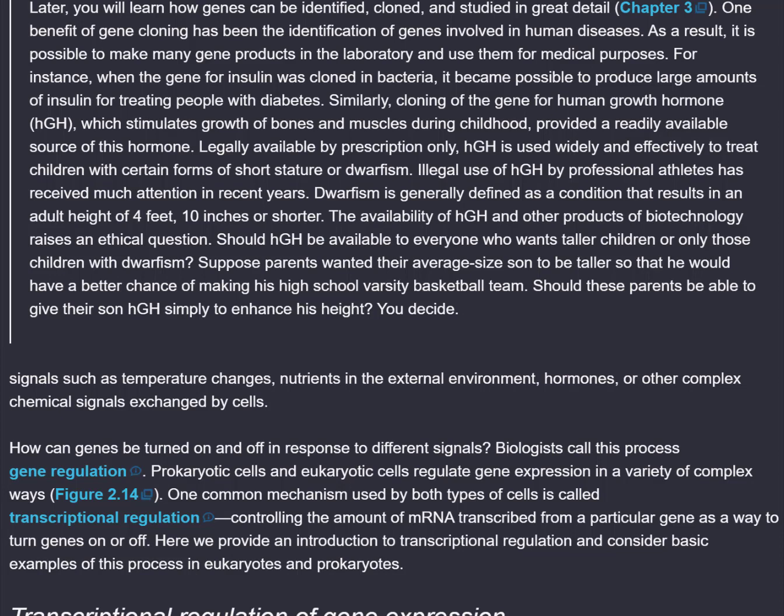Suppose parents wanted their average-size son to be taller so that he would have a better chance of making his high school varsity basketball team. Should these parents be able to give their son HGH simply to enhance his height? You decide.